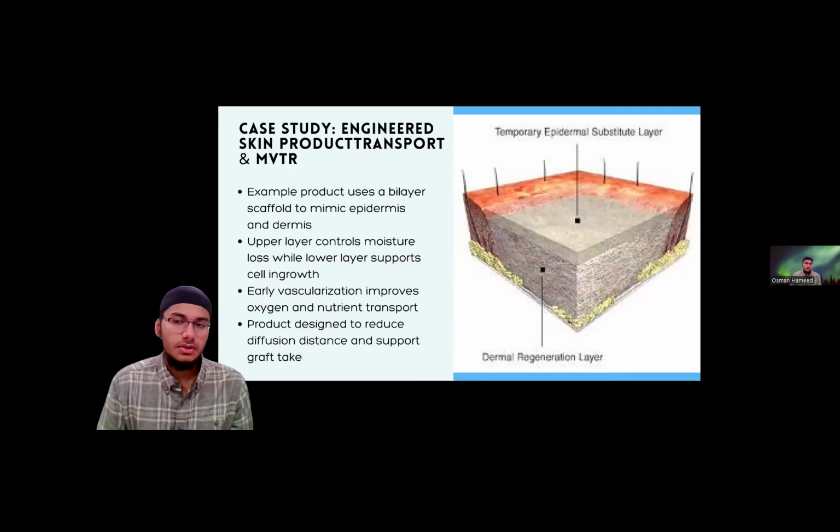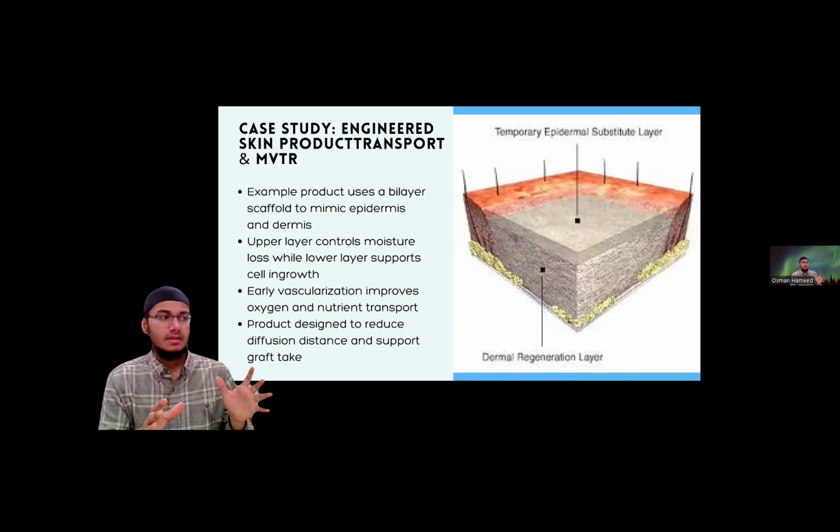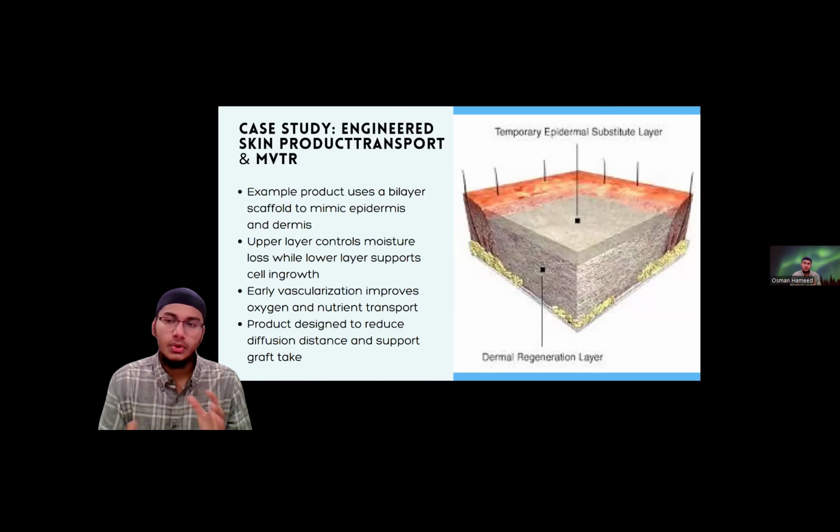Here's just a case study that we can use. We can just take any example of a product of a bilayer scaffold. So let's say that we do have an actual product of an actual scaffold that's being used. How it would work is that with the layers of it, the top layer would be mainly for regulating moisture loss, making sure the skin doesn't get too dry, making sure that the skin has enough moisture and enough biological capabilities to fight off whatever it needs to. So this is essentially just maintaining the proper MVTR levels.